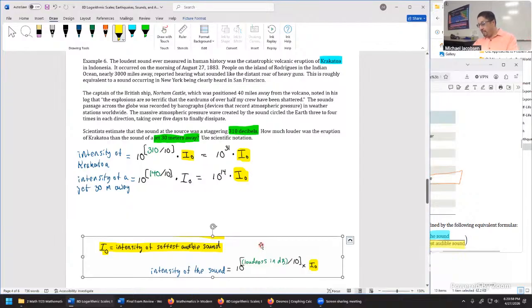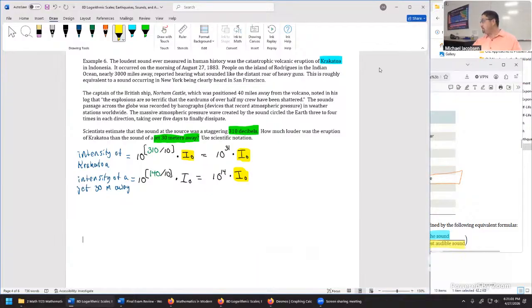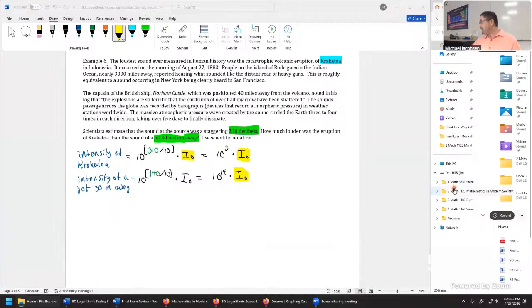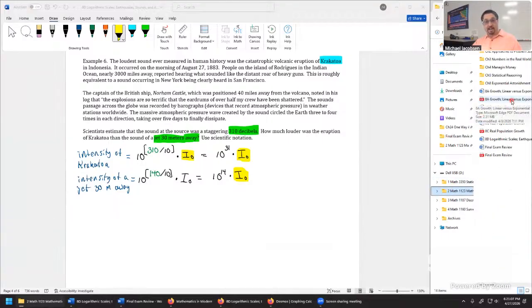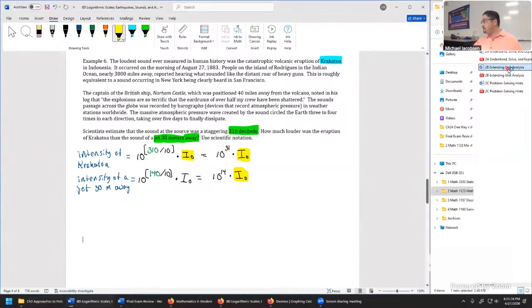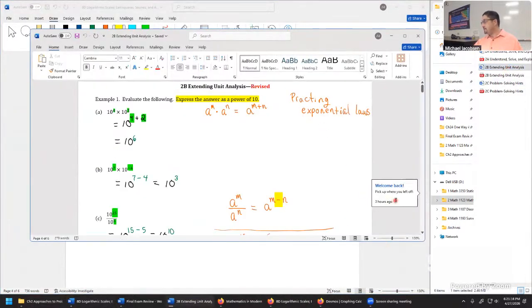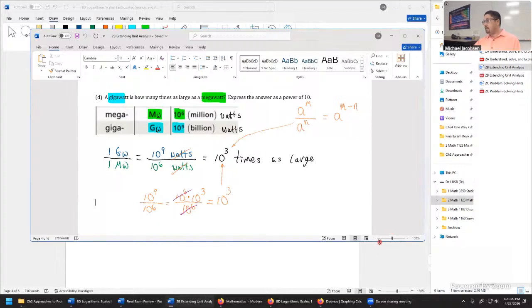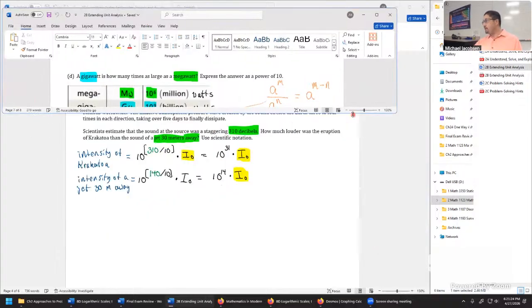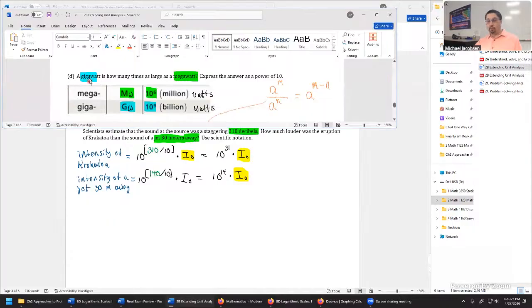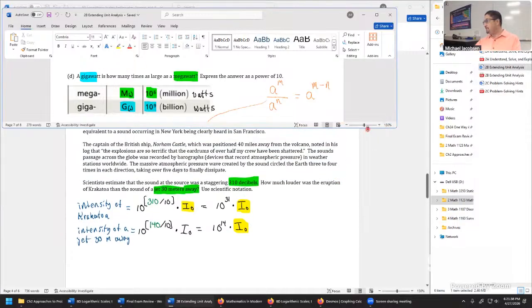Okay, and since we're kind of in review mode, it might not be a bad idea to pull up this problem. It's been a while ago, but it gives us an idea of how the logic goes when we compare these kinds of events, whether it's earthquakes or loud sounds. I think this is a problem that we looked at in Unit 2B. We were doing some early work on units, comparing things along the lines of gigawatts to megawatts, and this was asking how many times as large is a gigawatt. A gigawatt is how many times as large as a megawatt, is the way it was actually written.